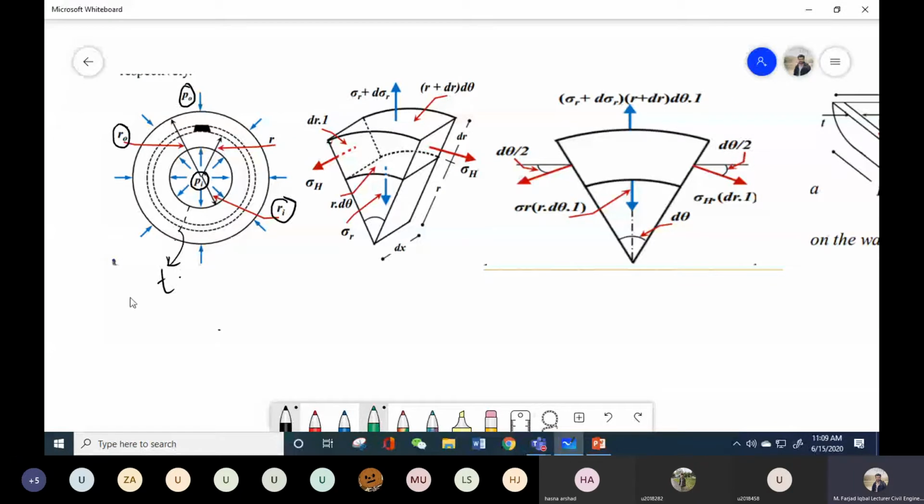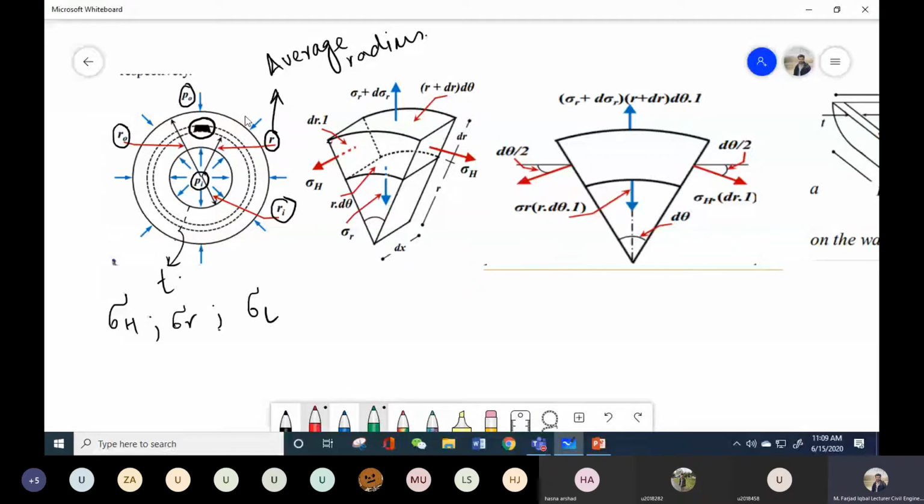We want to determine the relationships for hoop stresses, radial stresses, and longitudinal stresses in the case of thick cylinders. So we will assume a small differential element that is located at an average radius r, and this is our differential element. Now if I magnify this, I will get this kind of shape.